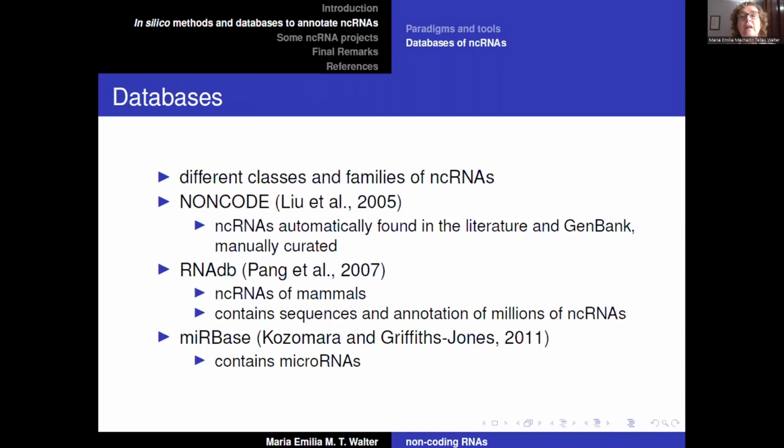Following, I will show you some databases that have different classes, and I will show you some. The first one is NONCODE, which was automatically extracted from the literature and GenBank. Then RNAdb, which contains miRBase, which contains microRNAs.